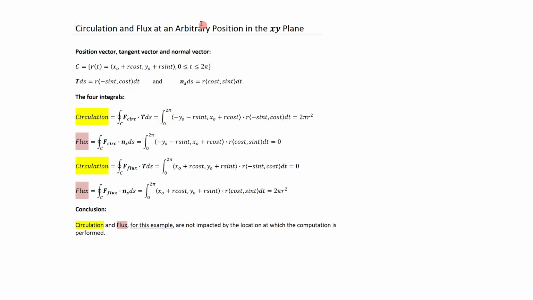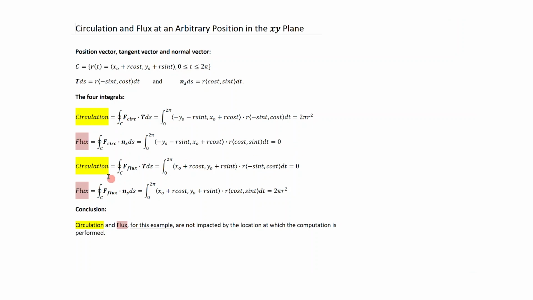All right. What if we were now to pick a different location? So compute the circulation and flux at an arbitrary position in the xy plane. All I'm doing is creating a little contour at some location x0, y0 on the xy plane, and repeating the same procedure. T ds isn't going to change, because once you take the derivative of this with respect to t, the x0 is 0, so we end up with the same value for t ds as well as n ds. If we do this calculation at this particular location, we find that we still end up with the same value as before, 2 pi r squared. Similarly for flux, we still end up with 0.